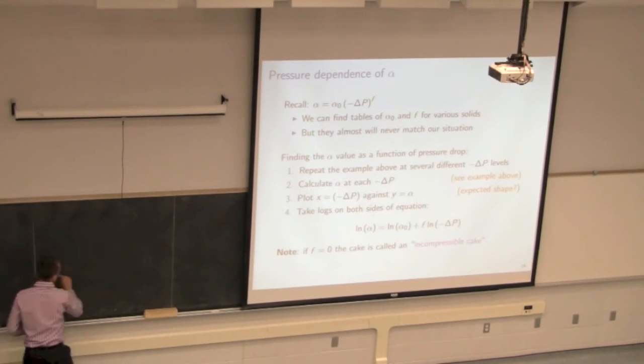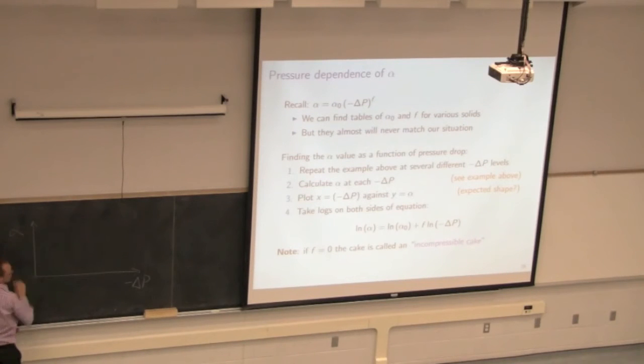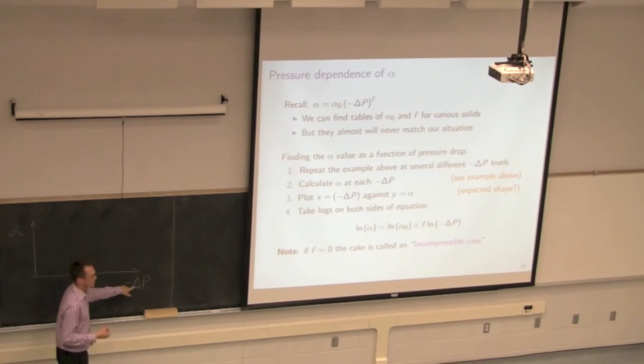So if I increase pressure across that cake, alpha, the specific cake resistance, is going to go up or down. What's your expectation? Before you answer that, take a look back at the equation for alpha. What is your expectation of what this plot is going to look like? If I increase the pressure drop, what should happen to this resistance alpha? What might you expect? Go up. Look at what terms make up alpha.